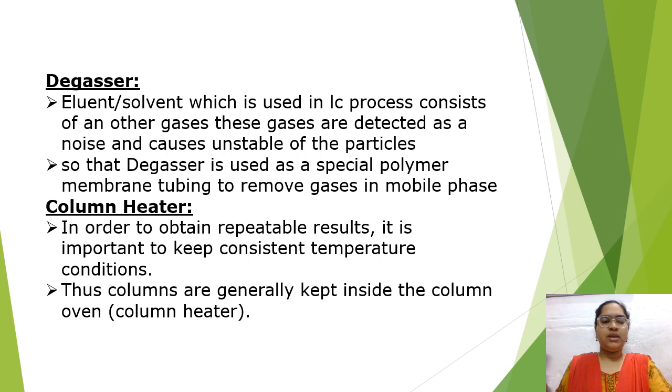So next one is degasser. Eluent or solvent which is used in LC process consists of other gases. These gases are detected as a noise and cause instability of the particles. So the degasser uses a special polymer membrane tubing to remove gases in the mobile phase.